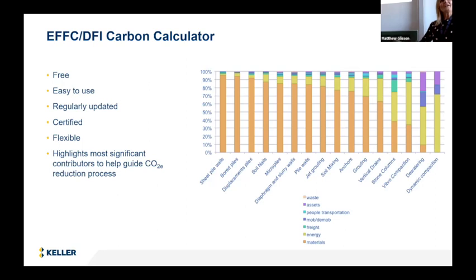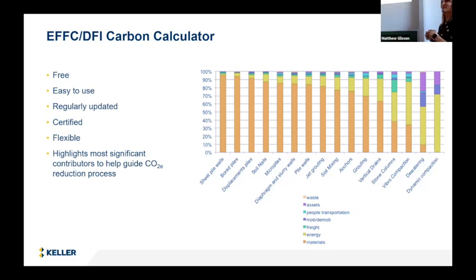So that's why we care. That's why we're focusing on carbon. It really directly impacts us and it directly impacts our workers. So how do we do it? The main way we look at carbon is through the wonderful carbon calculator. Thank you, EFFC and DFI for putting that together.